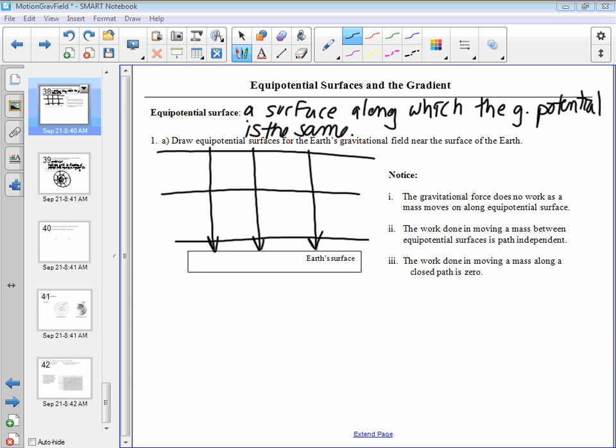The point of this first exercise is to draw equipotential lines for the Earth's gravitational field near the surface of the Earth. Near the surface, we'll assume the Earth is flat for the place we're considering. If we go up, the equipotential lines should be equally spaced apart. The next part asks us to draw the gravitational field lines. Since these equipotential lines are spaced equally apart, the gravitational field should be uniform as well, approximately uniform near the surface of the Earth.